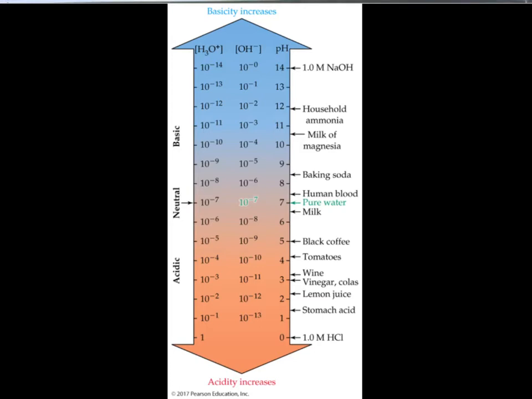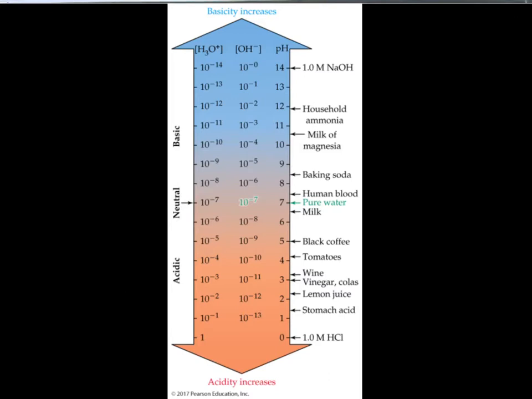And you can see on this figure a range of different common substances. Human blood is slightly on the basic side. Milk is slightly acidic. Coffee is there at an H3O+ concentration of maybe 10 to the negative 5th. Tomatoes even more. Vinegar and lemon juice and stomach acid are on the acidic end, and then things like milk of magnesia or household ammonia are more basic. Baking soda is pretty mildly basic.